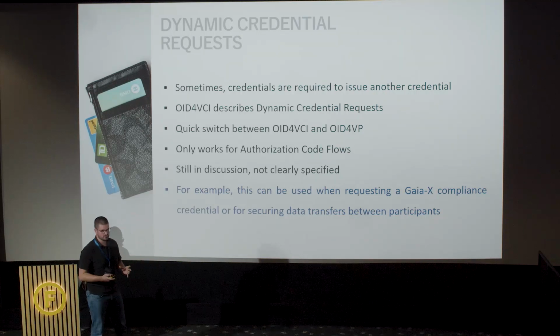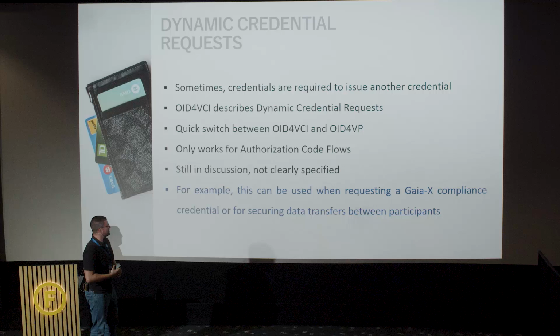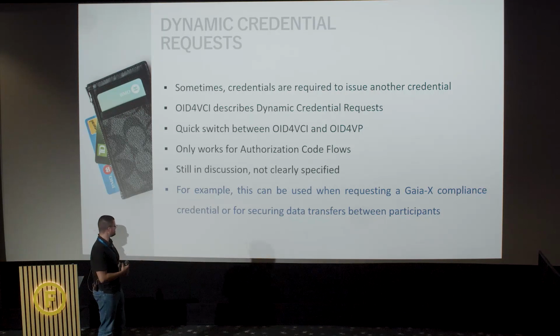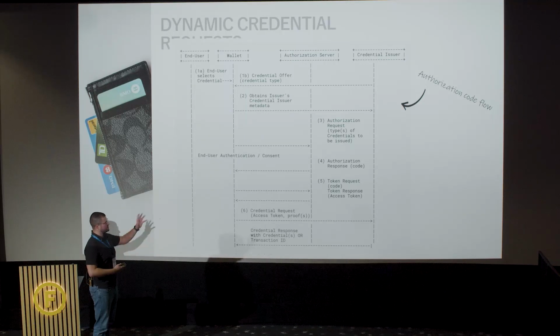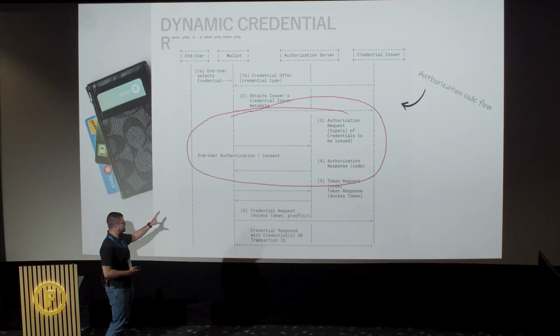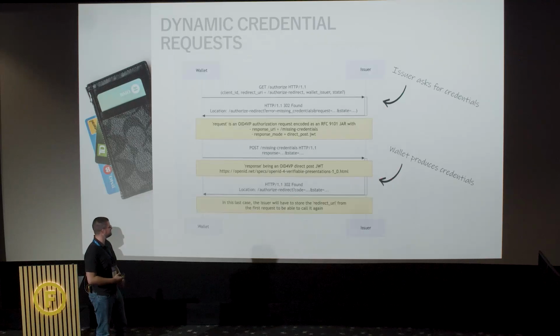So at the moment, what I'm going to show you in the next slide is just an implementation idea of how it can be done. In the Gaia-X use case, it can be used when you're asking for a compliance credential and you have to present all your credentials to say, okay, this is the service offering with such a data center, etc. That's a use case. So we take the authorization code flow, and it's in this part that everything happens, where we're going to switch to OpenID for verifiable presentations.